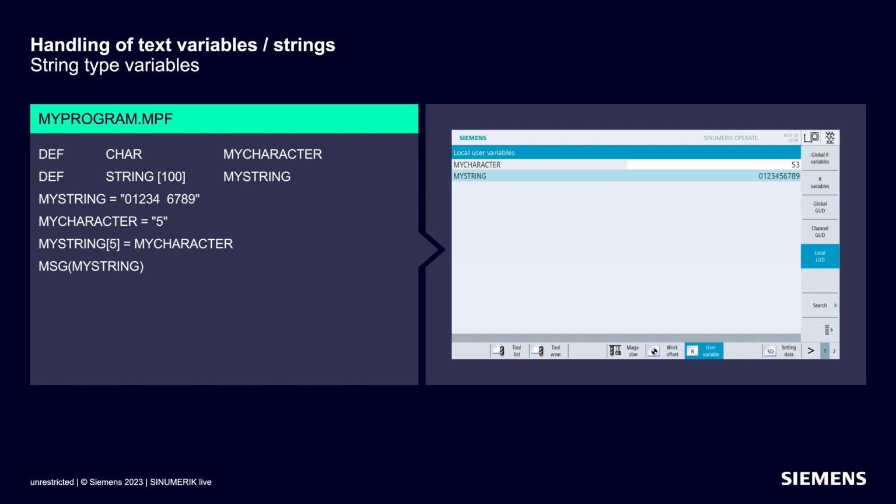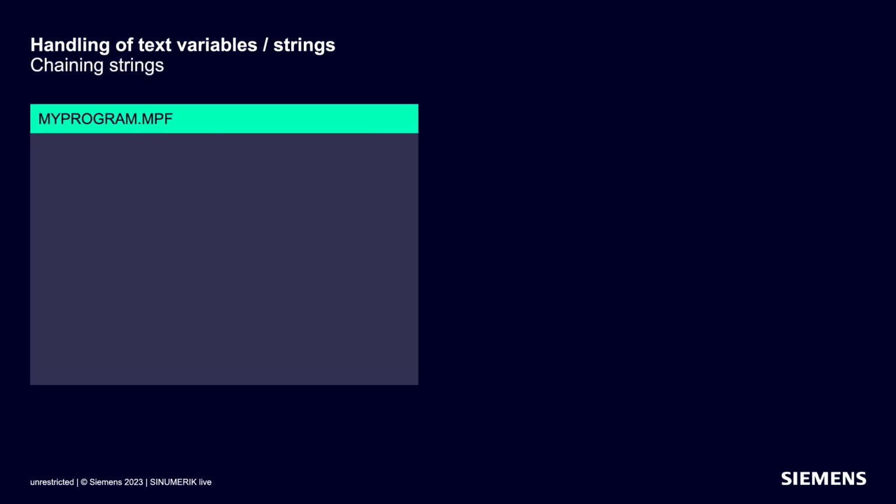Now let's look at an example of how strings can be concatenated. For this purpose, I first define a string variable with the name time, and then three integer variables with the names hour, minute, and second. I assign the current hour to the hour variable, which I read from the system variable $A_HOUR. Remember, system variables are automatically provided by SINUMERIK and always start with a dollar sign. You can find more details in the SINUMERIK list manual of system variables.